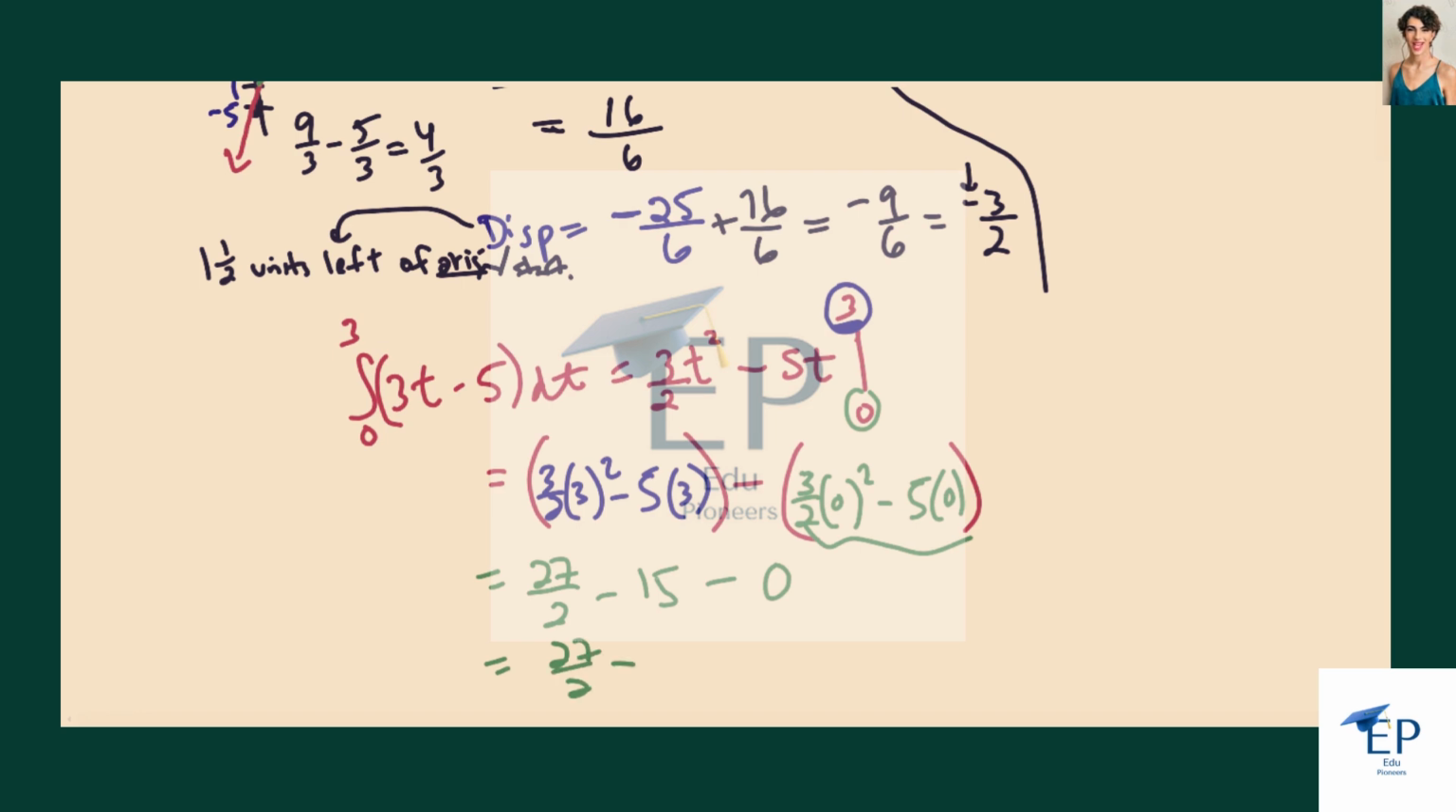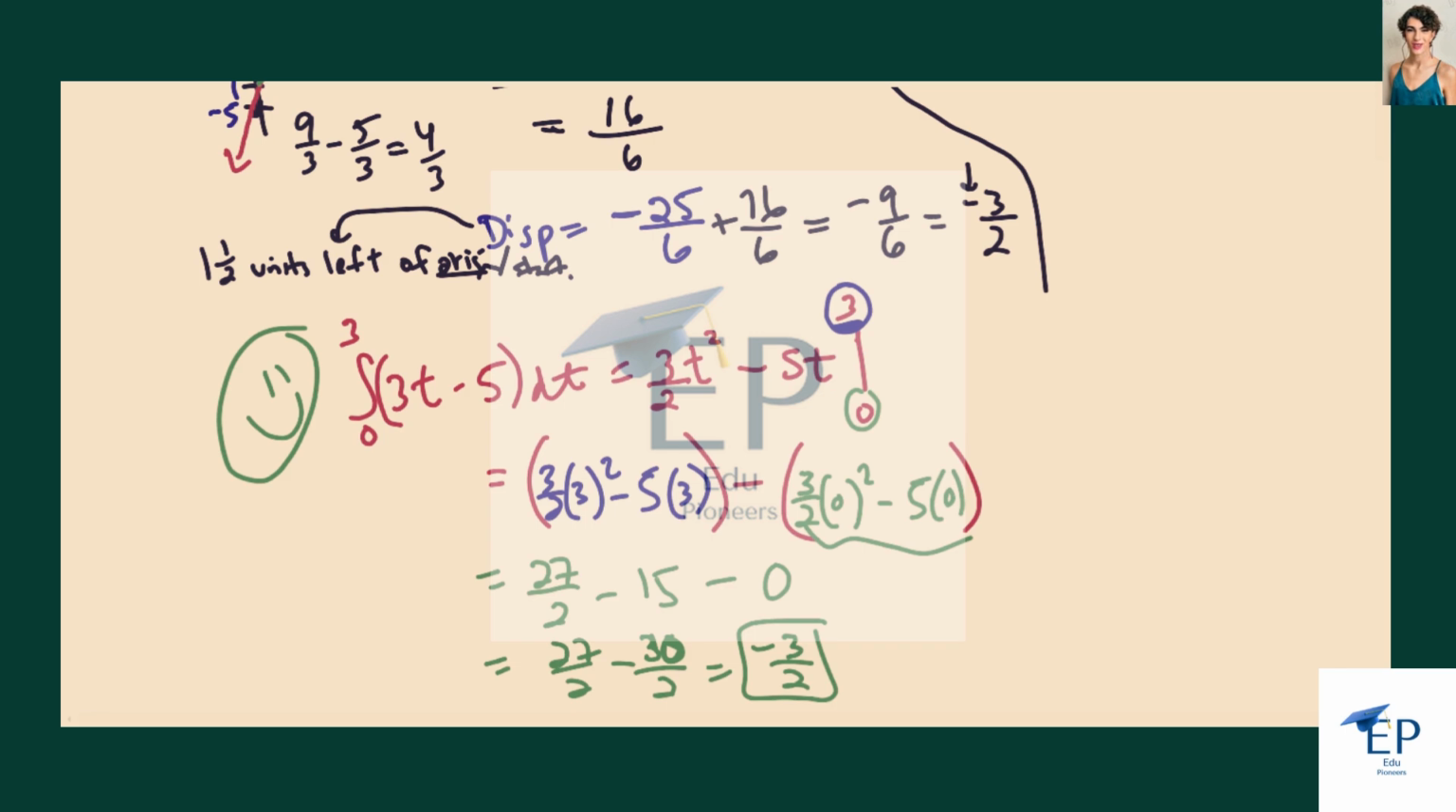15 is the same thing as 30/2. So we wind up with -3/2. Hey, it's the same answer we got by just using triangles. But we can see that we can use calculus, integrals. A definite integral will calculate the displacement of a particle when you take the integral of velocity.